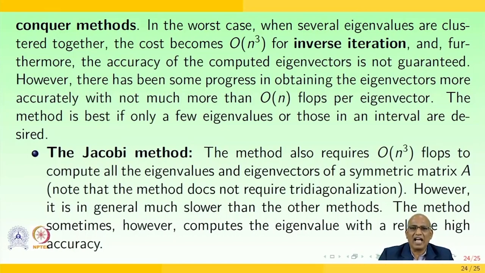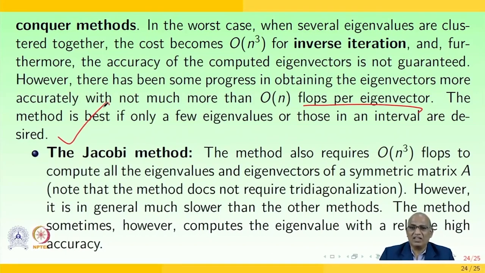Furthermore, the accuracy of the computed eigenvector is not guaranteed. However, there has been some progress in obtaining the eigenvectors more accurately with not much more than big O of n square flops per eigenvector. The method is best if only a few eigenvalues, or those in an interval, are desired.